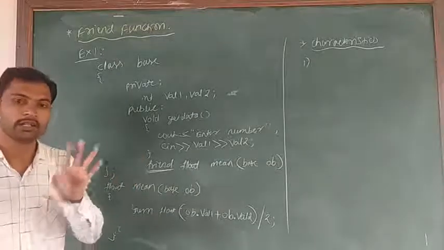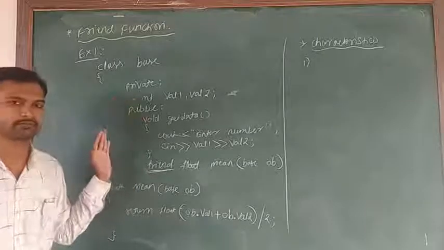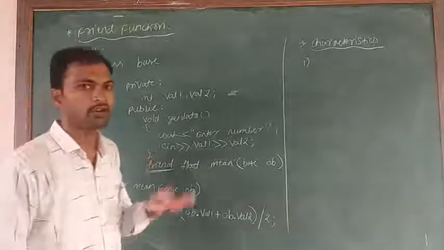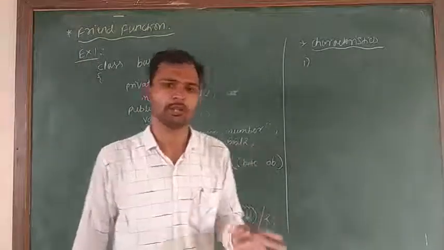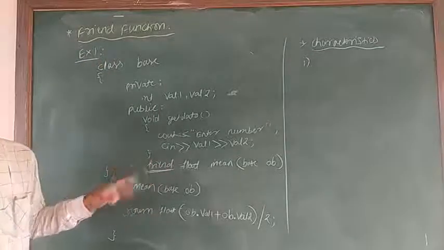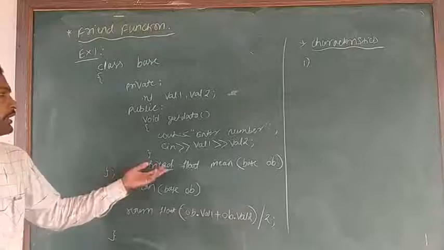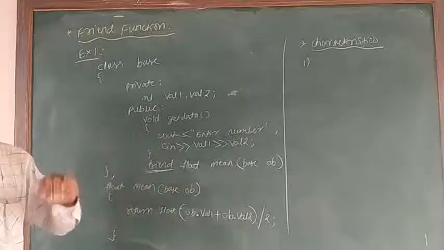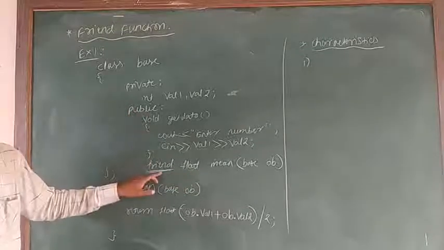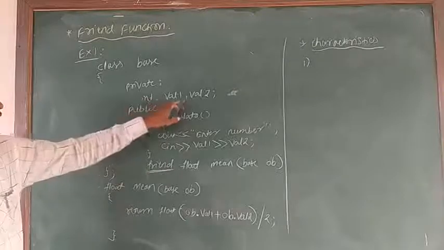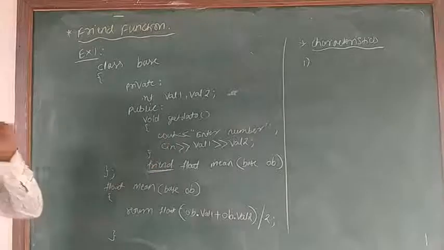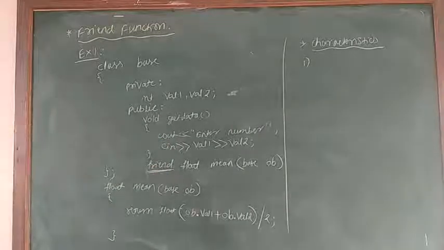You can declare it anywhere in the class, in private, public or protected. That does not matter. It will not affect access. In this example, I have declared it in public, but you may declare it in private also. That does not affect. This is the third characteristic.